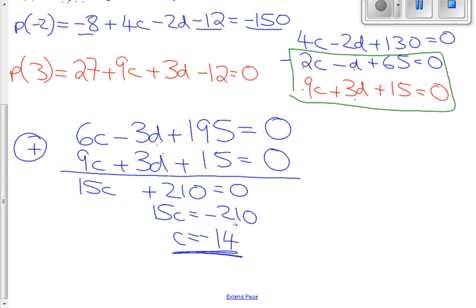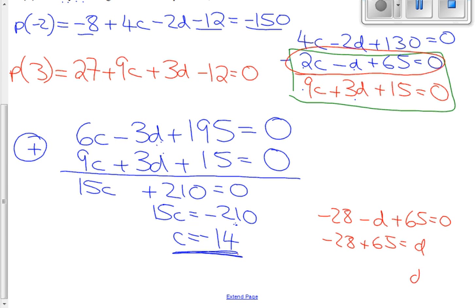C is minus 14. Having found out what C is, we do need to go back and find out what D is. Perhaps we can go back to that one there, shall we? 2 C's. 2 of these are minus 28. Minus D plus 65 equals 0. Let's add the D to both sides. And so D is 65, take away 28, which is 37.